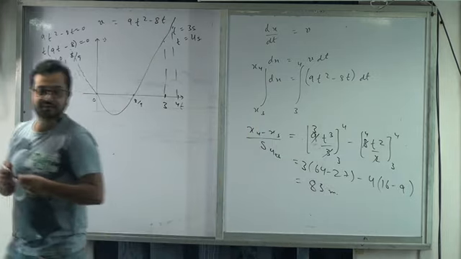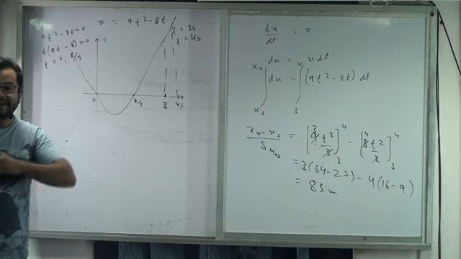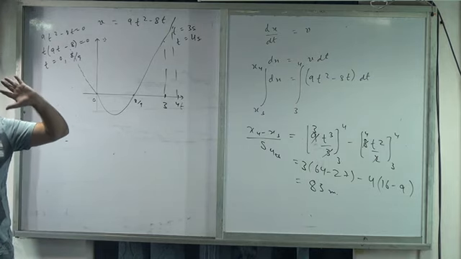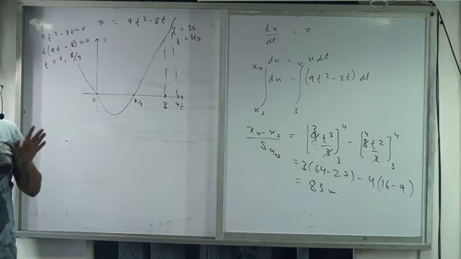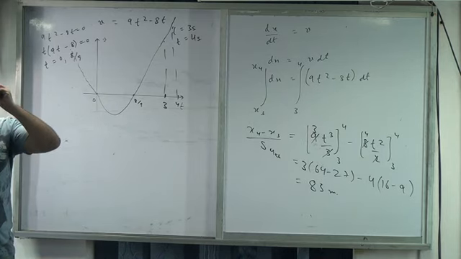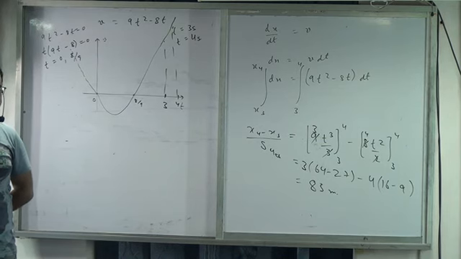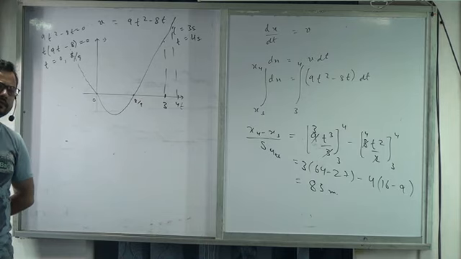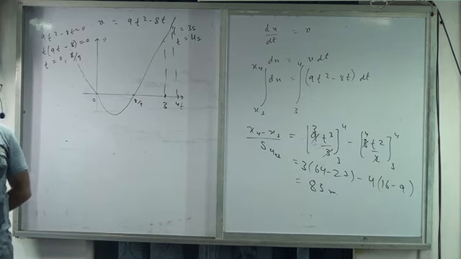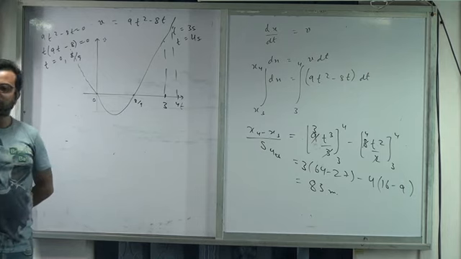Is that clear? Do you understand this concept? If displacement is required, no worries. Simply integrate. No second thoughts. But if distance is required, I need to make sure the velocity is not changing. Then I can say that the displacement and distance are the same. Is that clear to everyone? Any problems? Okay. Now, clear?